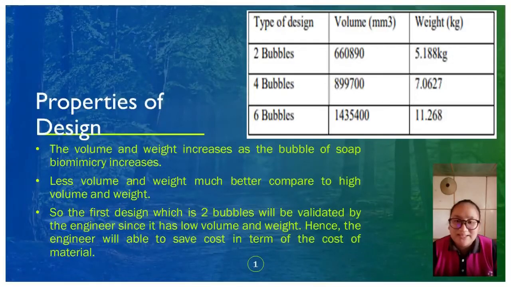Hi, my name is Feren Kancina Balai, and today I would like to present on the properties of design for our bubble soap biomimicry. From the table, we can see that the volume and weight increase as the bubbles of the soap biomimicry increase, which means that less volume and weight is much better compared to high volume and weight. So the first design, which is 2 bubbles, will be validated by the engineer since it has low volume and weight. Hence, the engineer will be able to save cost in terms of the cost of the material.